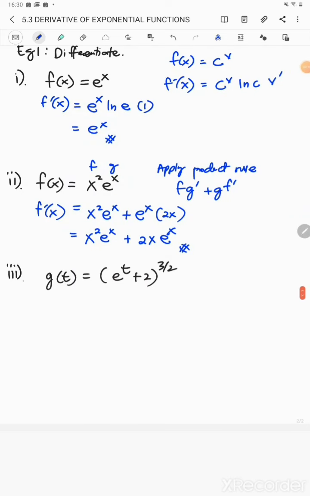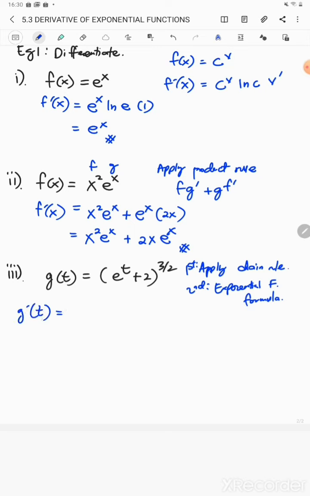Question number 3. g(t) equal to e power of t plus 2, in bracket, power of 3 over 2. So this one you have to apply the chain rule. Inside the chain rule, we have to solve by using the exponential function formula. Now we solve this one.